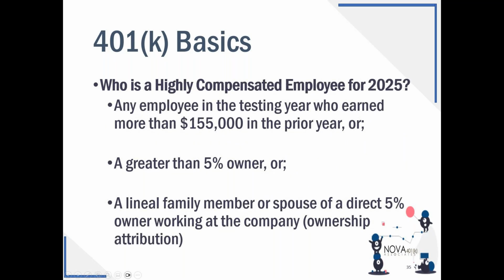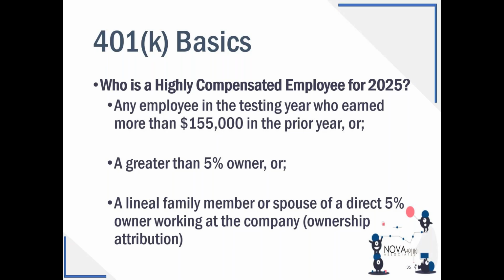So who is a highly compensated employee for 2025? To determine a highly compensated employee, it can be based on compensation, and we look back to the prior year. So anyone who earned at least $155,000 in 2024 is a highly compensated employee for 2025. Also, anyone who owns more than 5% of the company is considered a highly compensated employee. And that is regardless of the compensation that that person earns. So even if that person did not earn $155,000 in 2024, if they own more than 5% of the company, they are considered a highly compensated employee.